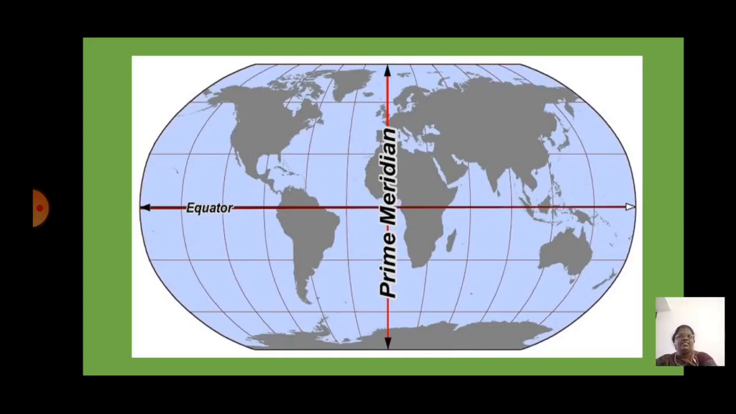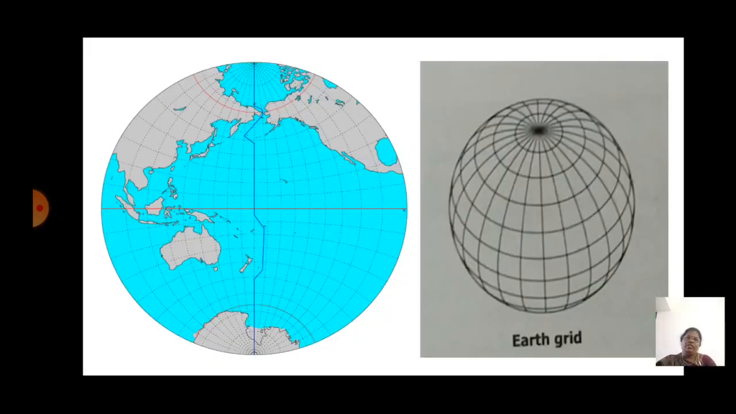And next is about the date lines. We should know about the international date line. The 180 degree line of longitude has been fixed as the international date line, drawn on the Pacific Ocean between Alaska and Russia. The blue line you can see in the picture is between Alaska and Russia through the Bering Strait. If a person crosses this line from west to east, he loses a day. On the other hand, when he crosses from east to west, he gains a day.